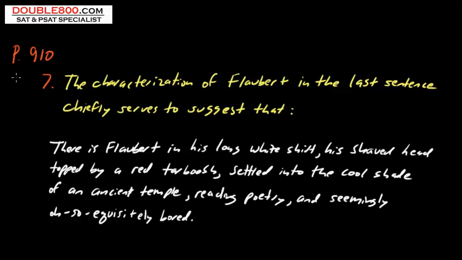In this lesson, we'll review a question from a short reading passage. This is part of the critical reading section. We're on page 910, problem 7. Here's the question. The characterization of Flaubert in the last sentence chiefly serves to suggest that.